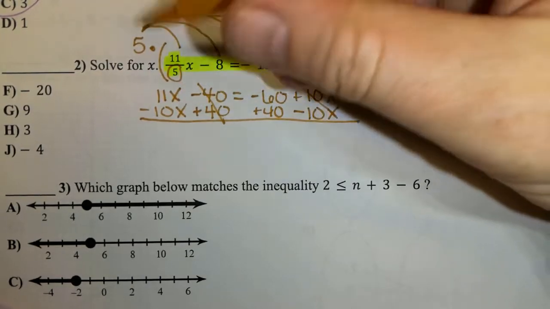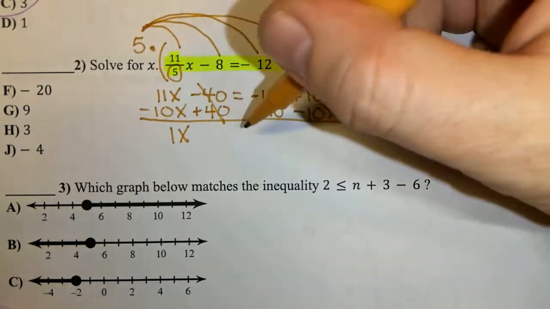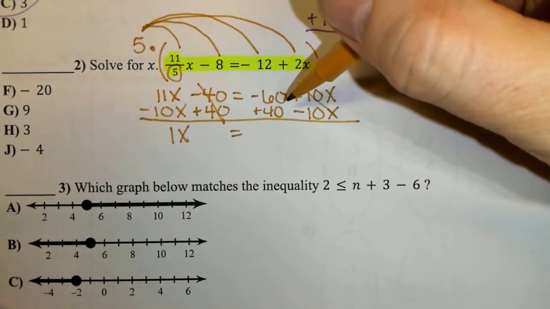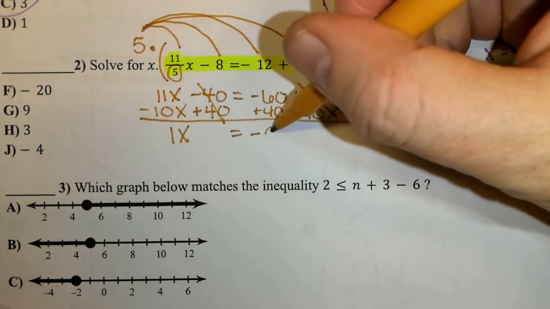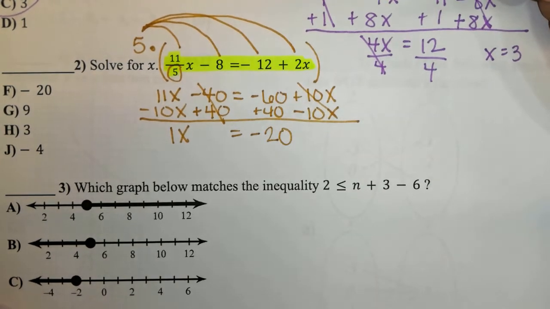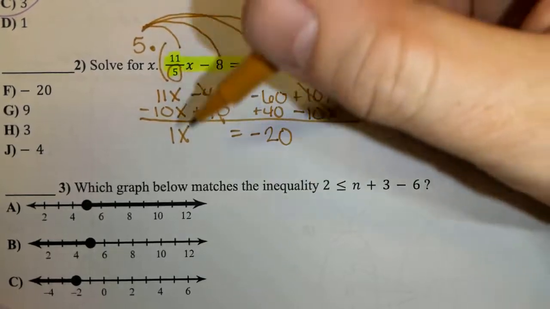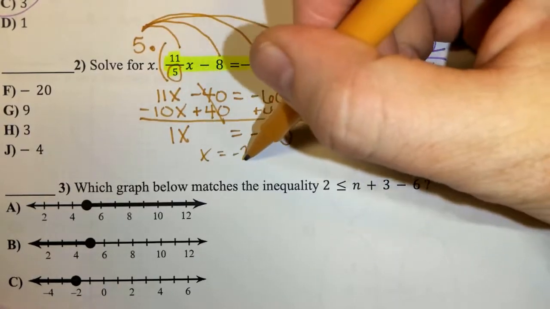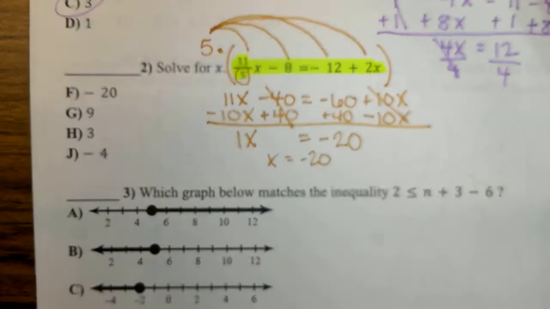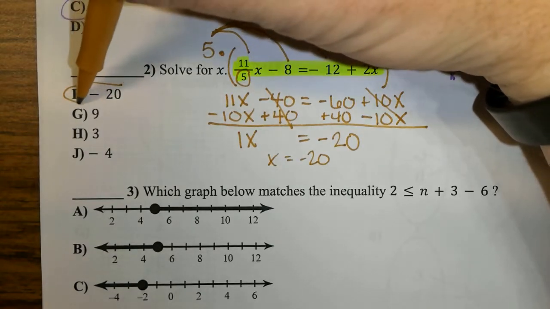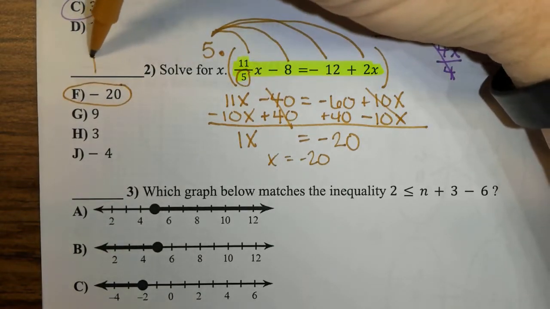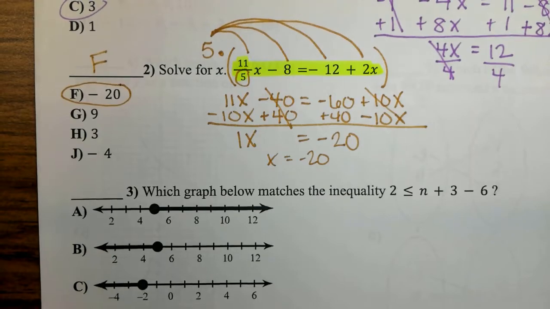We have 11x minus 10x gives me 1x equals negative 60 plus 40, negative 20. And since 1x is the same thing as x, x equals negative 20, I'll look over here and I have x equals negative 20, F. And that is my answer. So I am done with number 2.